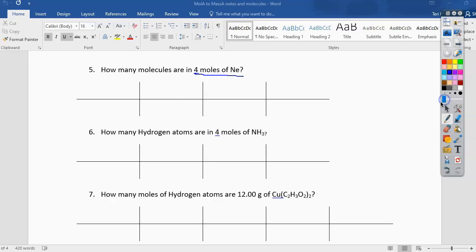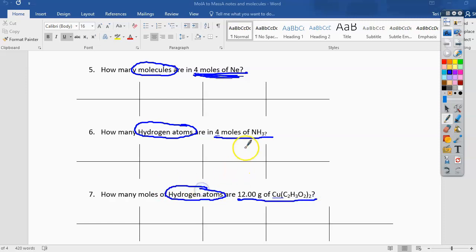I always say underline, oh, no. Underline, that is just not what I want. Underline what you're given, circle what you're trying to find.